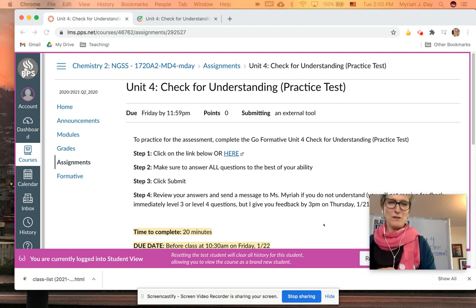As you've done with your other practice assessments, it's similar: it's a formative assignment and it is not going to be for credit, but it'll be an opportunity for you to get an idea of what kinds of questions will be asked on the assessment.